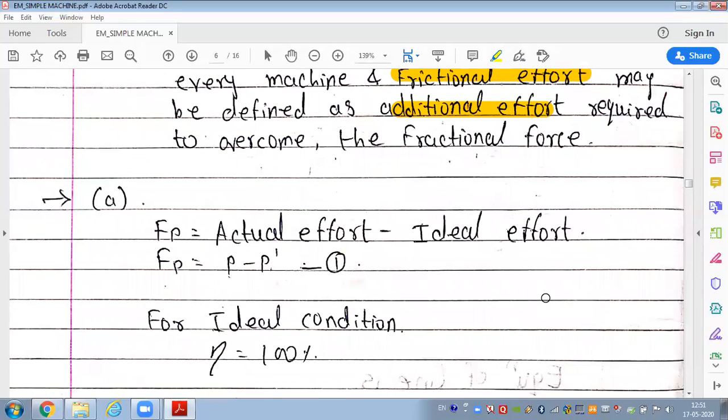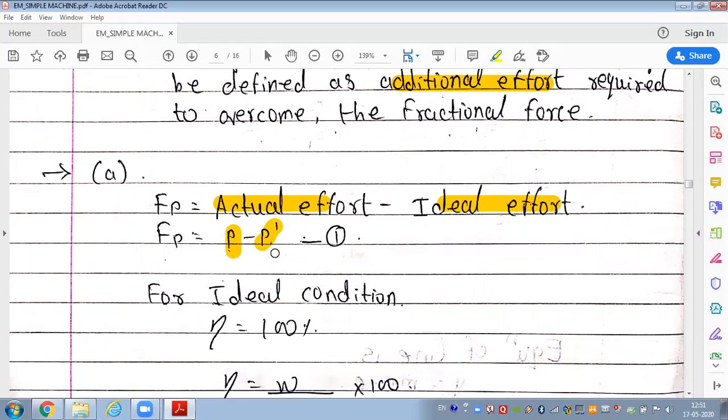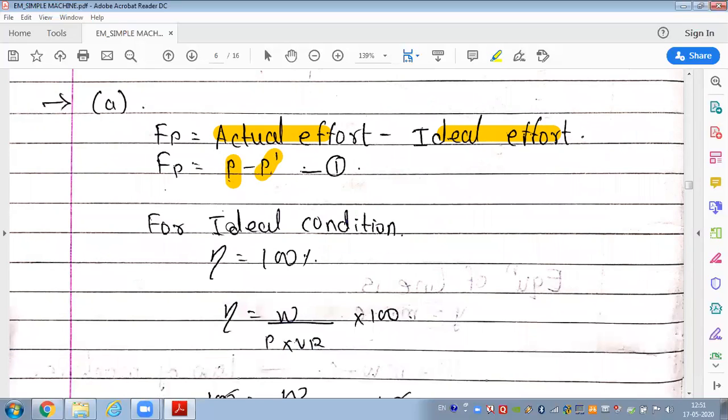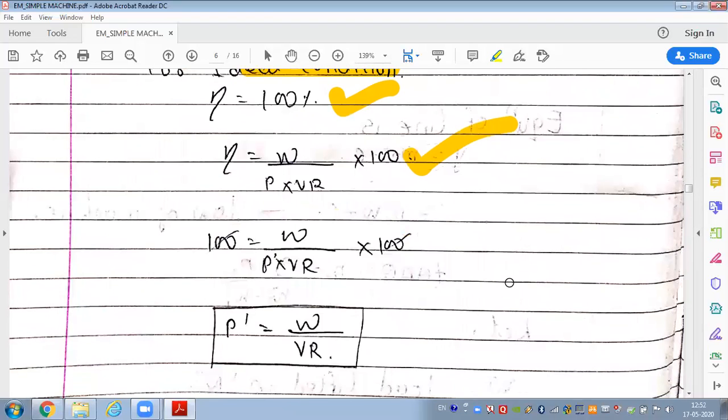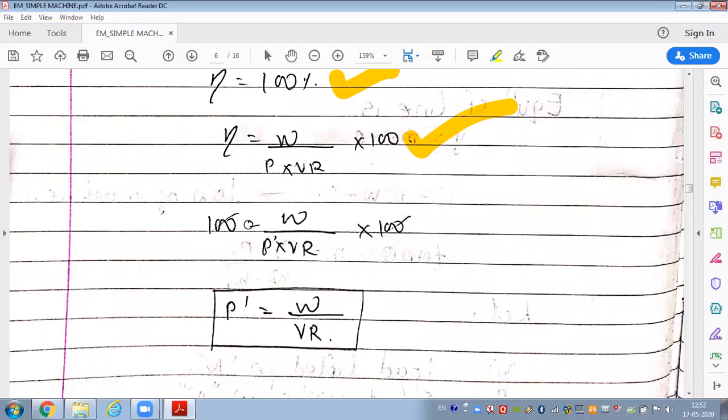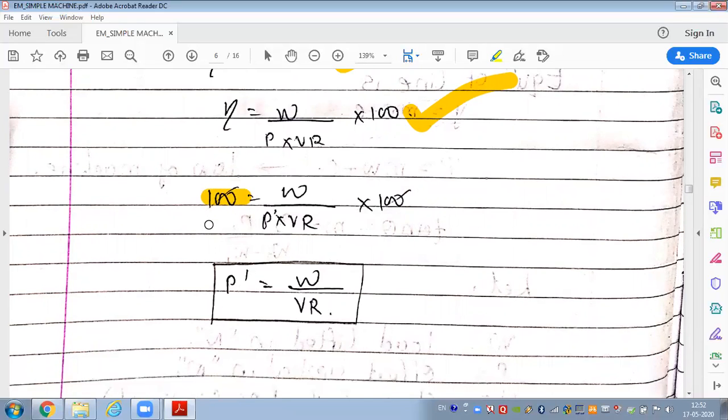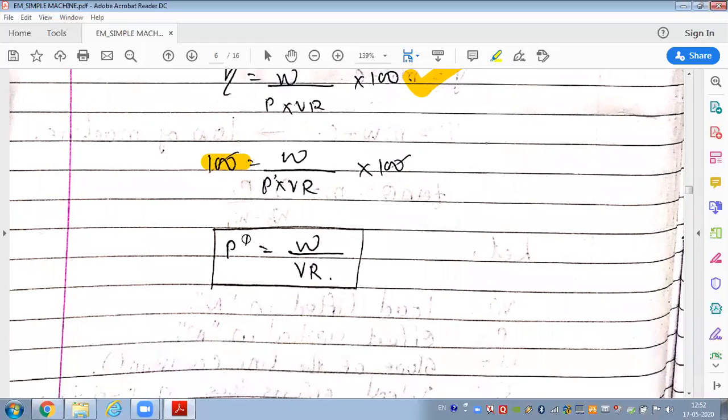So how can we derive the equation? Fp is given by actual effort minus ideal effort. If the actual effort is P and the ideal effort is P dash, Fp equals P minus P dash, equation number 1. For an ideal machine, the efficiency is 100%, and the efficiency is given by W upon P into VR multiplied by 100. Now put the value of efficiency for the ideal machine, 100. So the 100 cancels out from both sides, and finally P dash equals W by VR.